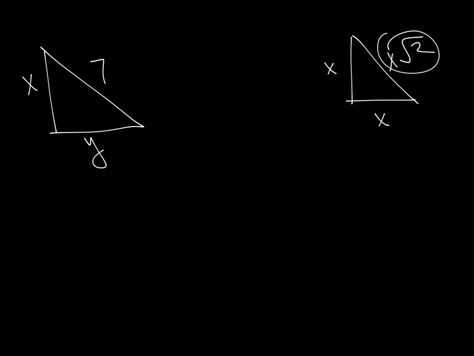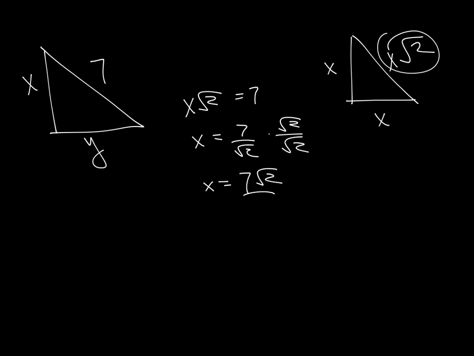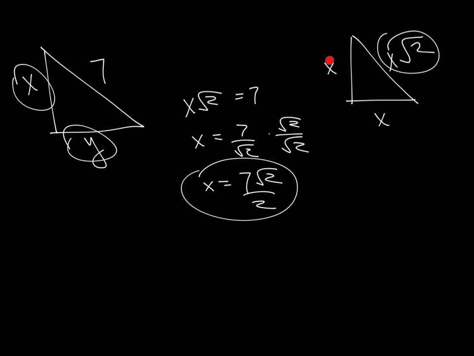Well, what is x square root of 2? X square root of 2 is 7, right? So what is x? 7 over the square root of 2. And if you remember, you can't have an answer with the square root of 2 on the bottom, so we make a couple changes here. And x is equal to that. Now what's y? Well, x and y, what do I have here? I have x and that. I've got these two being the same. So if x is 7 square root of 2 over 2, then y also has to be 7 square root of 2 over 2. Okay?